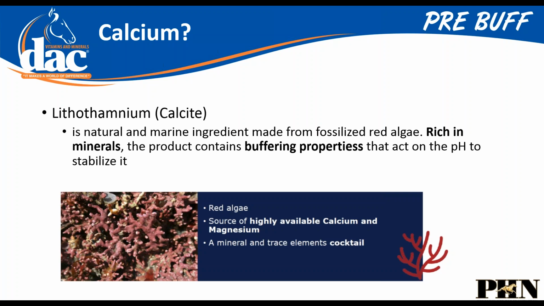Now, we talked about buffering and what buffering was. So it's going to take that really strong acid and neutralize it and hold it. So we don't want to just take it all the way to the opposite end of the spectrum. We want to take it to above a 4 and we want to hold it there because that is our safe window. So we want it to act on the pH, but we also want it to stabilize.